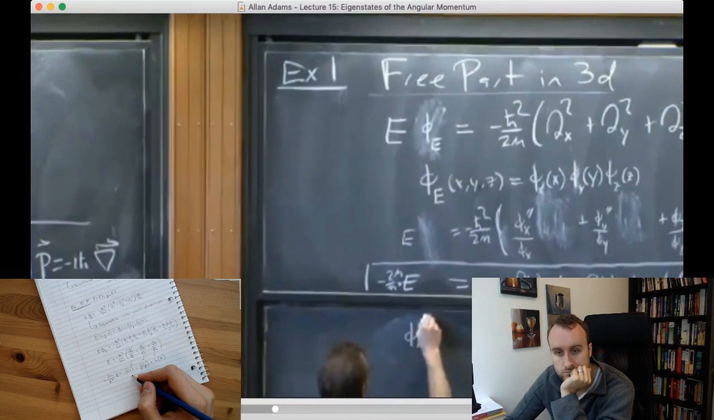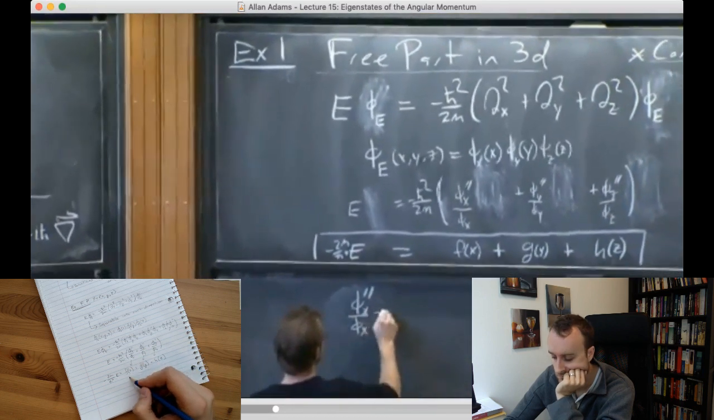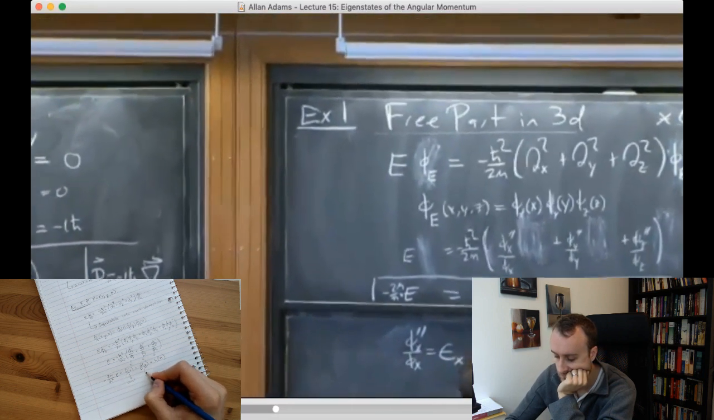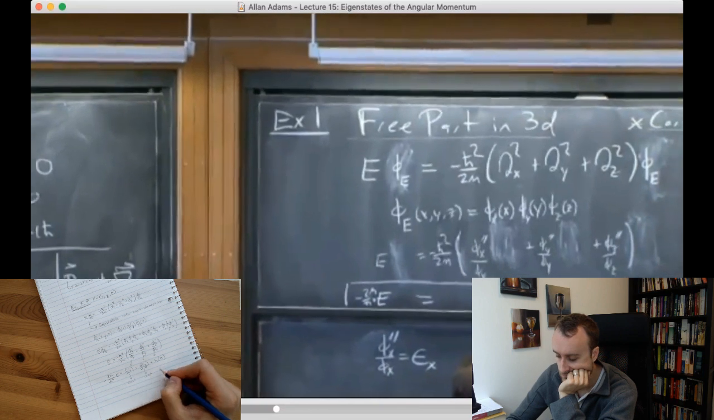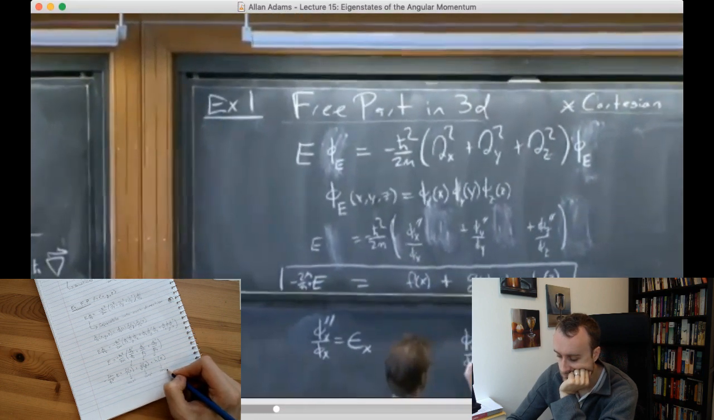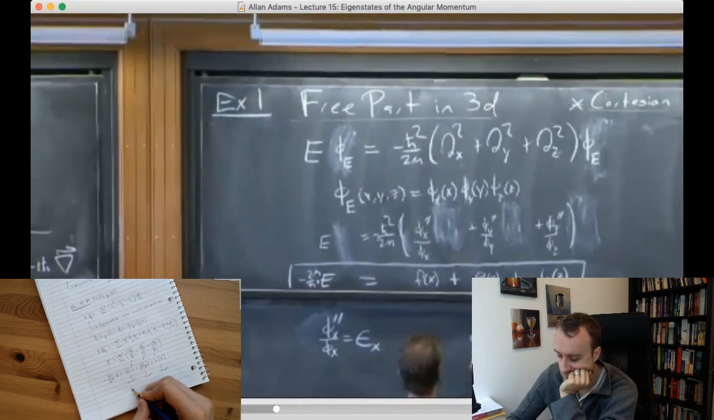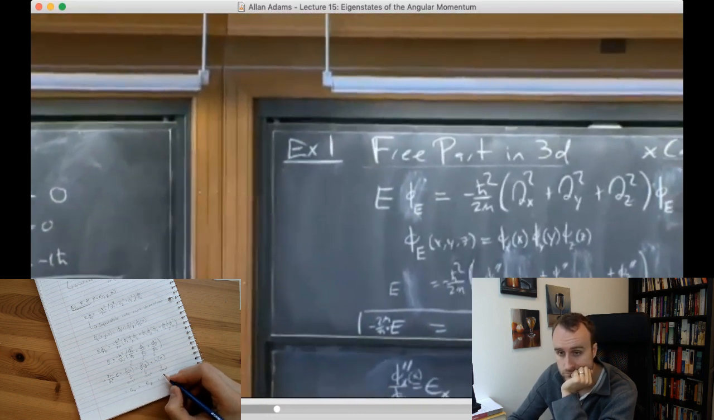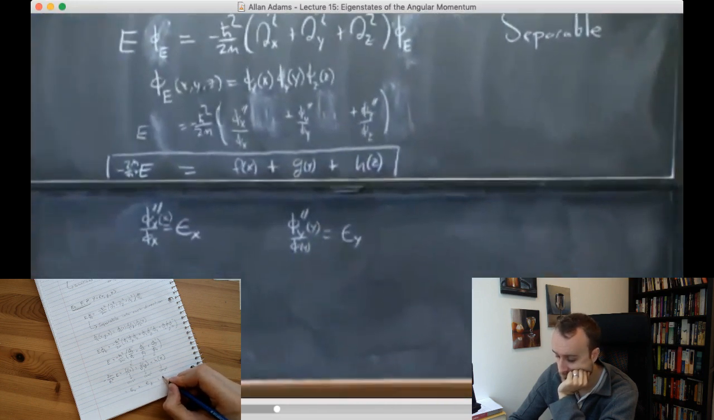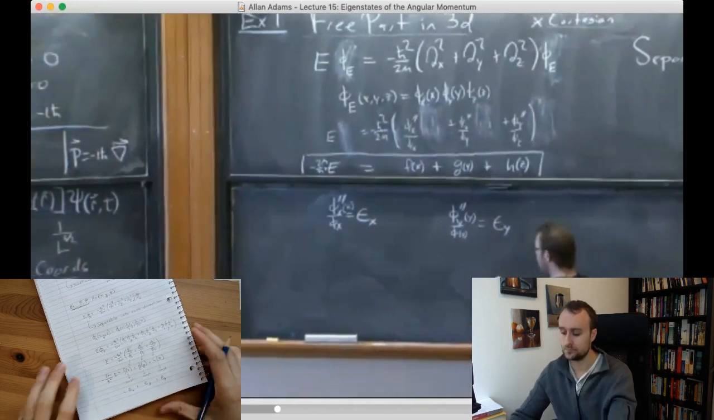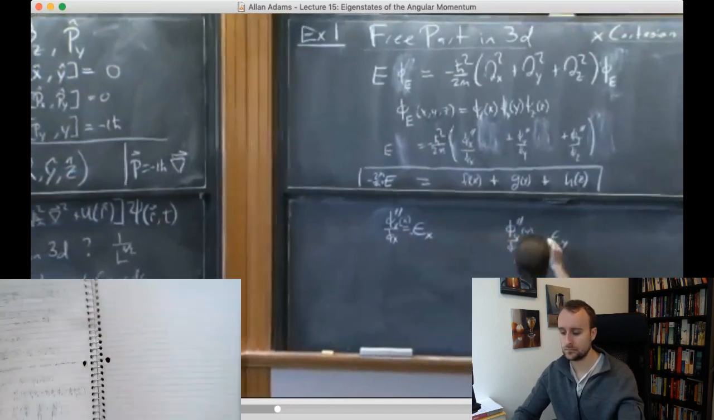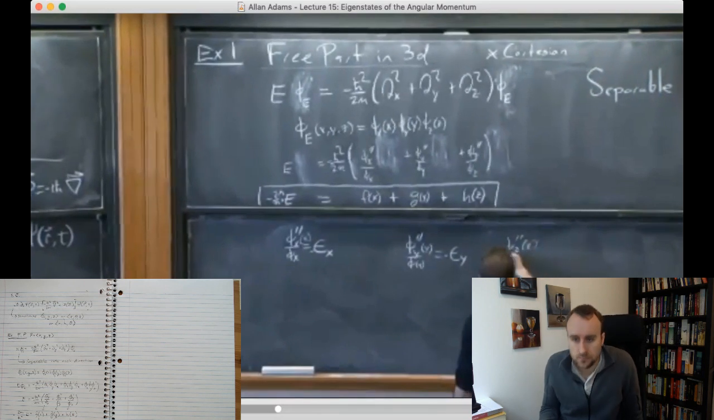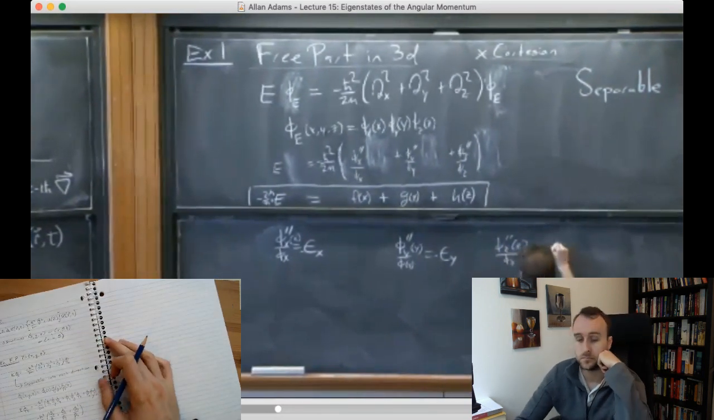i.e. phi x prime prime over phi x is a constant. I'll call it epsilon x. And phi y prime prime over phi y, which is a function of y, is equal to epsilon y. And actually, for fun, I'm going to put in a minus. It doesn't matter what I call this coefficient. And similarly, phi z prime prime over phi z is equal to minus epsilon z.